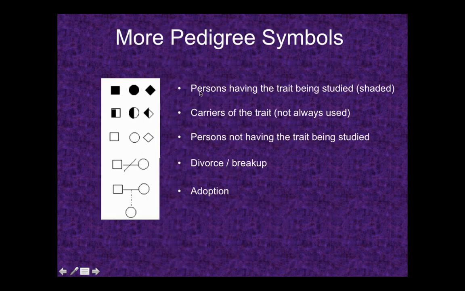And a few more. If it's shaded, it means they have the trait being studied. If it's not shaded, then they do not have the trait being studied. If it's half shaded, they can be carriers of the trait. It's not always used. Most often it's used if there is a codominant trait or if there's a sex-linked trait. Divorce is a slash through the marriage line, and adoption is a dotted line to show that it's not a genetic child.